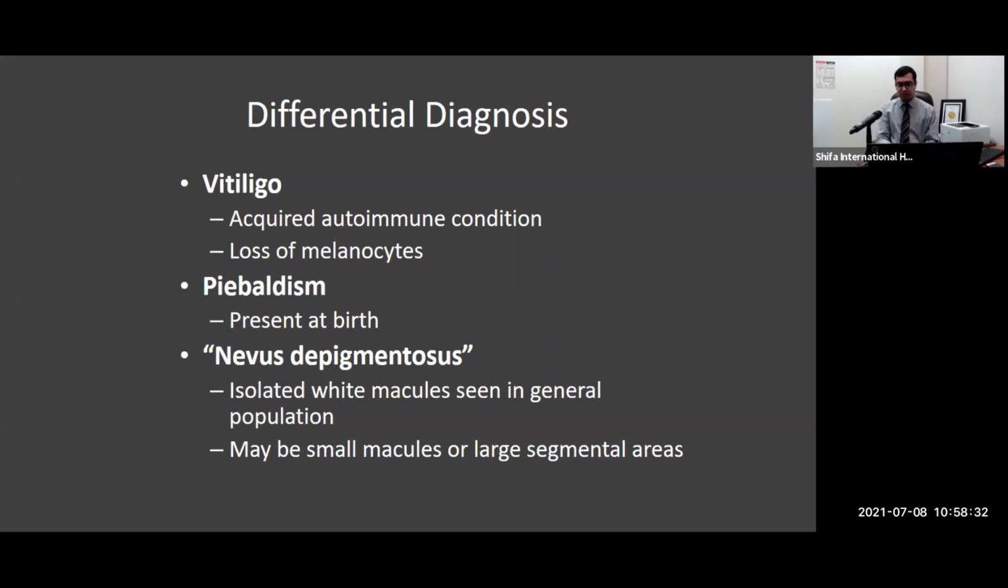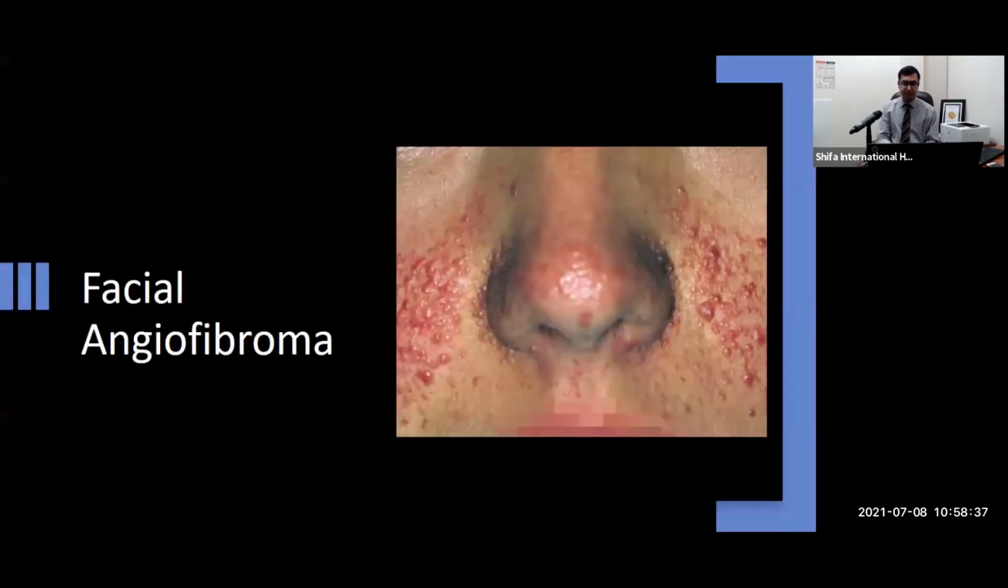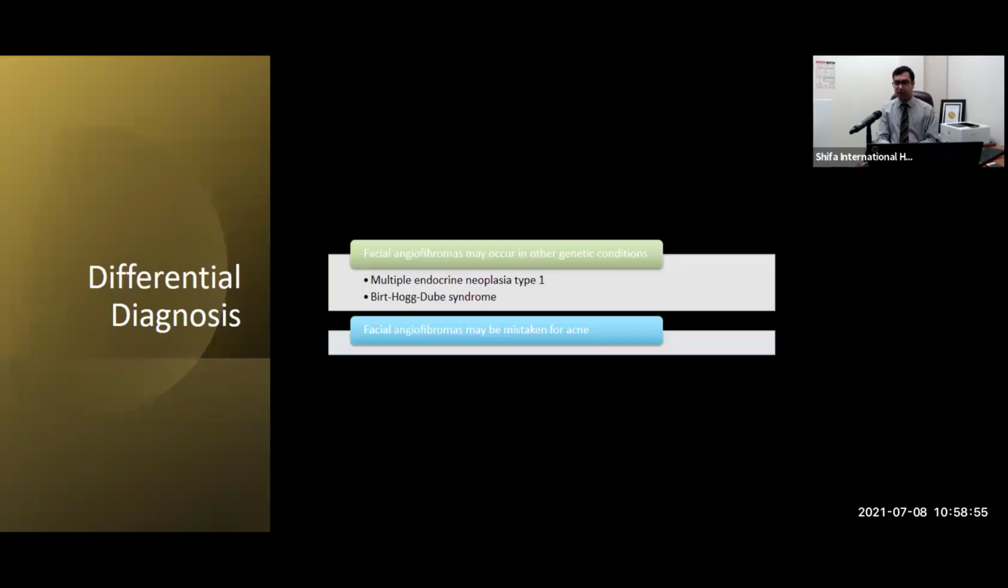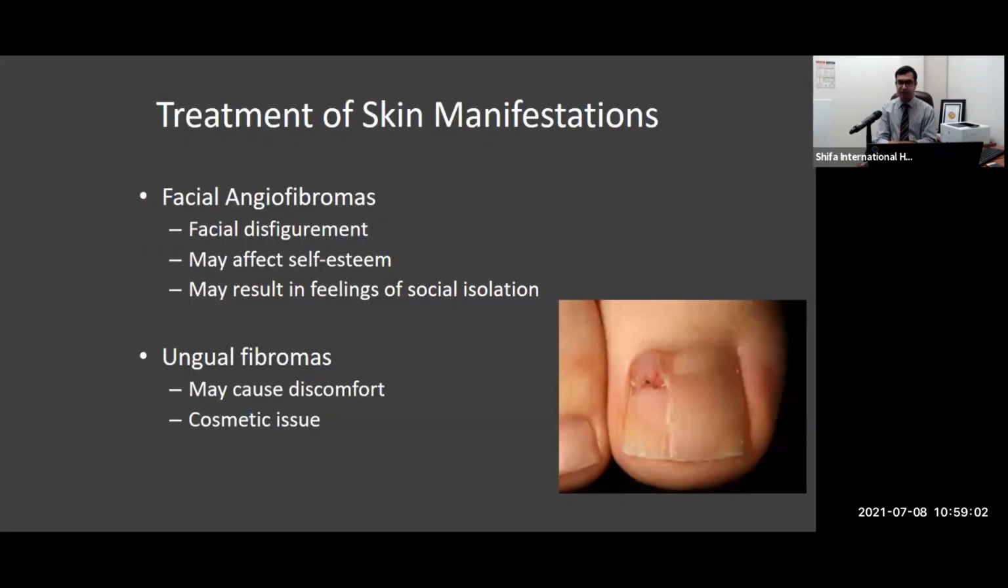Nevus depigmentosus, it's again isolated, no other systemic involvement. Facial angiofibromas. So this is being treated for acne. These are not acne, these are facial angiofibromas. You have to look at acne, closed comedones, open comedones, inflammatory lesions, cysts, and then you will differentiate it between angiofibromas and those. And angiofibromas can be part of other genetic conditions, but once you pick it up, then you can explore other options as well.